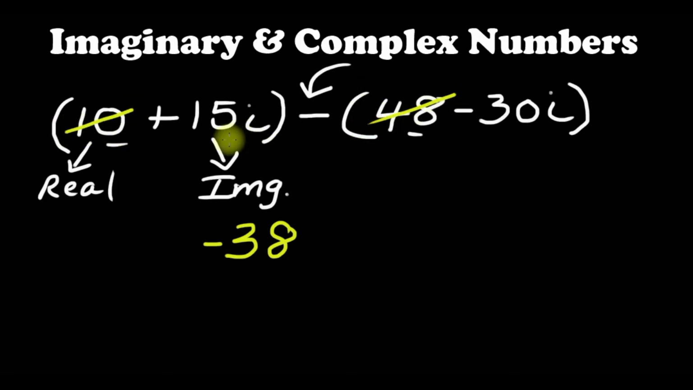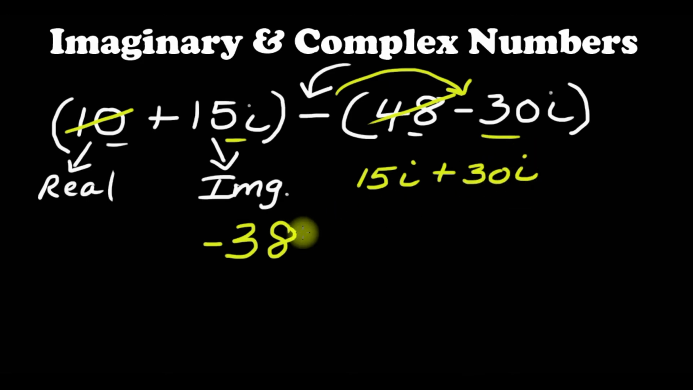And then the imaginary, the 15i and the -30i. Okay, so now you're going to take 15i minus -30i. So that would be what? 15i plus, right? Because when you minus a negative, it turns into a plus. So that's going to be plus 30i. So when you add those two numbers, you're going to get 45i.